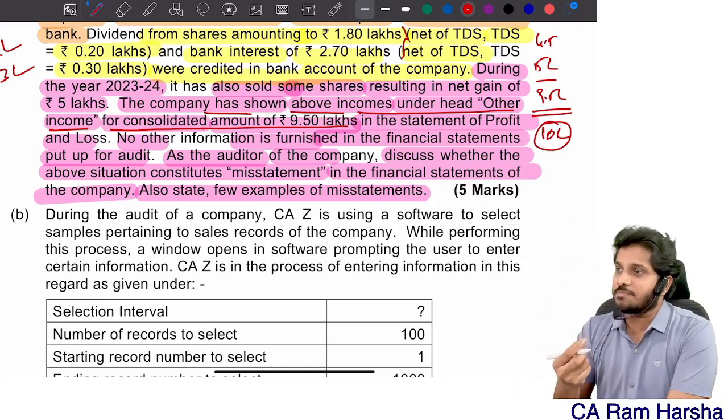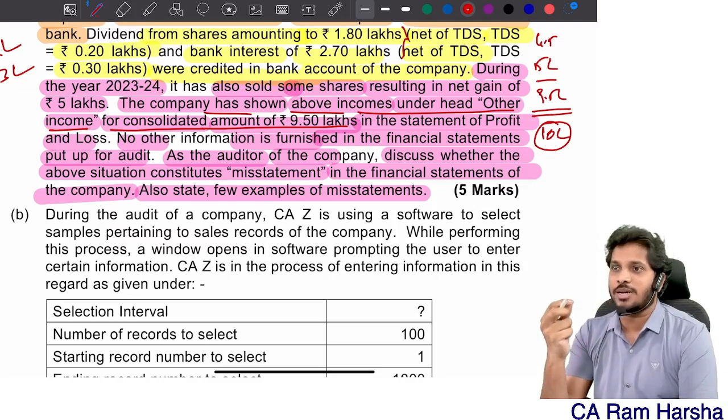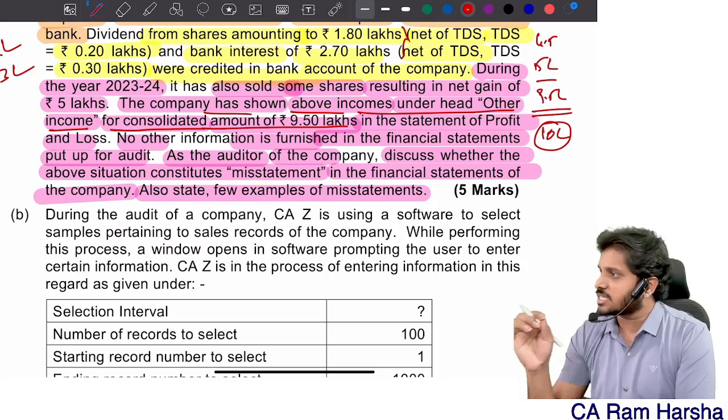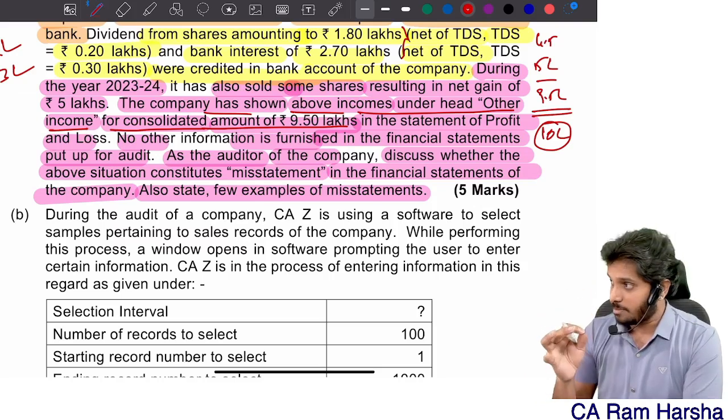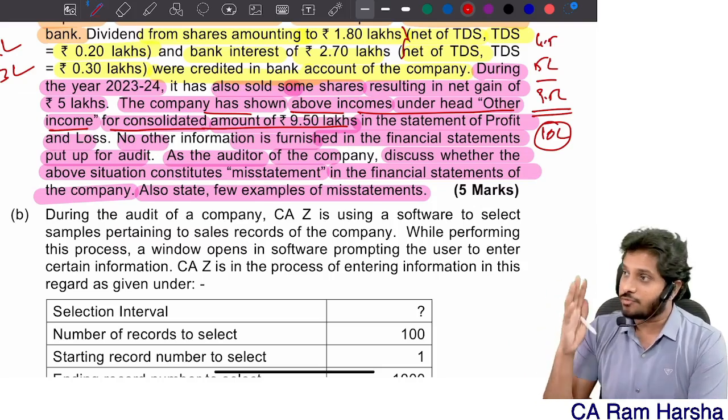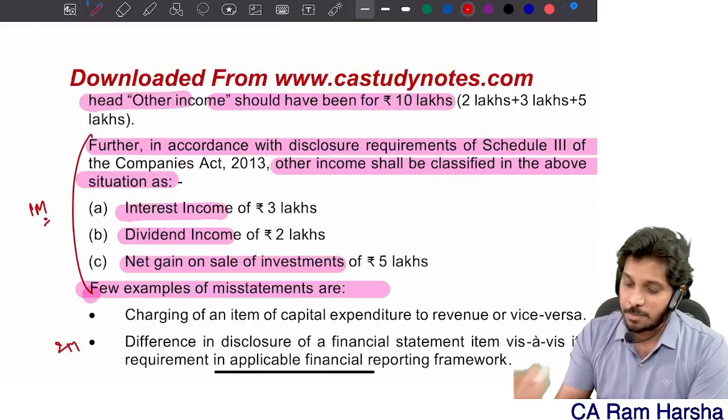And examples of misstatements, some 2 to 3 examples is what they are expecting. For each example, generally it carries 1 mark or probably half a mark. So 4 examples you may have to write. So that's how the paper is set.